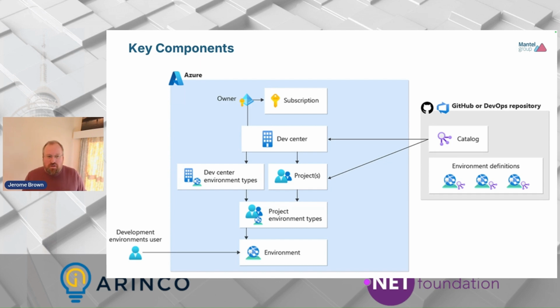And then what we do is we combine those two, the projects and the environment types, in a project to create a project environment type. So this is where we're going to marry up our project, let's say it's an application, along with the environment types. So our core line of business application has a dev, a staging, and a production environment, let's say.